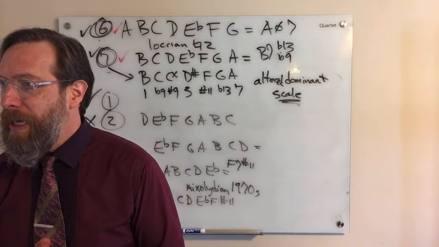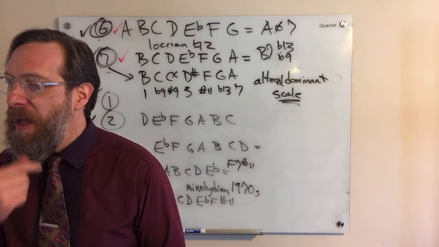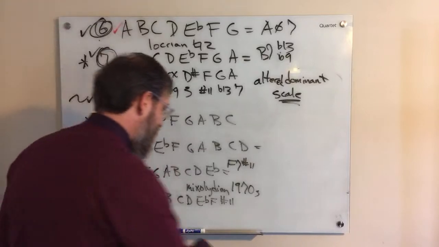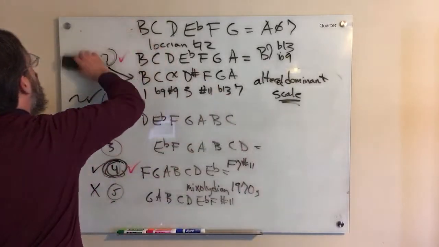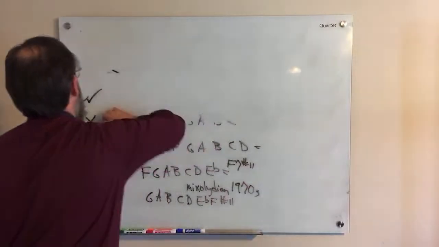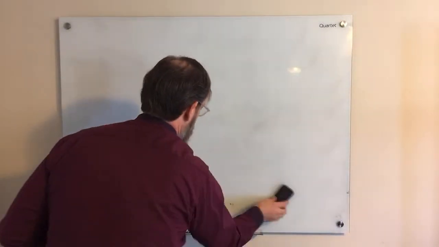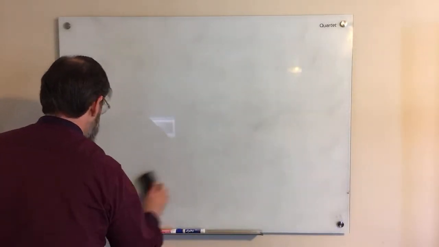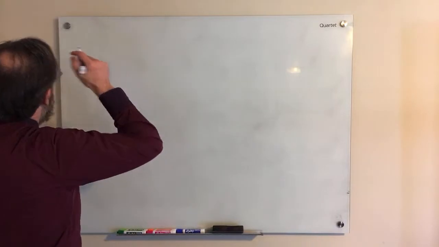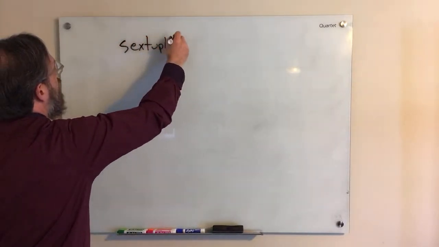How do you count quintuplet, sextuplet, and septuplet? Sextuplet is the most common of the 3 options. So sextuplet, 6 divisions within a beat.